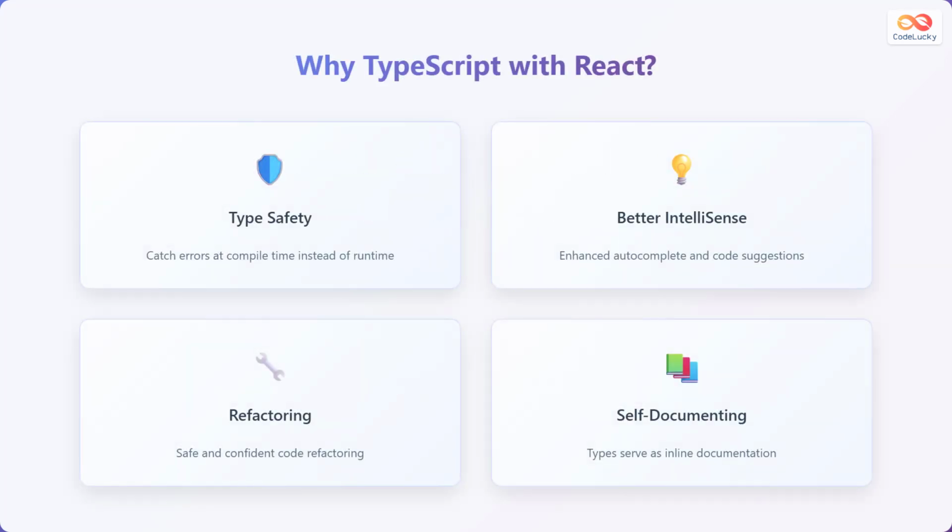There are several benefits to using TypeScript with React. Firstly, it provides type safety, allowing you to catch errors at compile time rather than at runtime. Secondly, it offers better IntelliSense, which enhances autocomplete and code suggestions, making development faster and more accurate. Thirdly, it enables safe and confident code refactoring. Finally, types serve as inline documentation, making your code easier to understand and maintain.